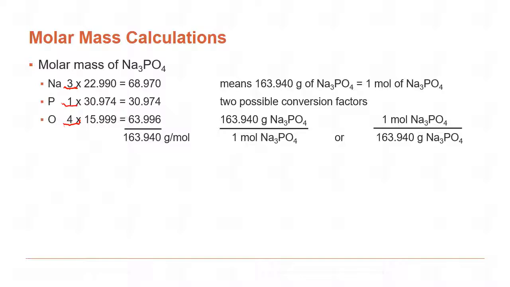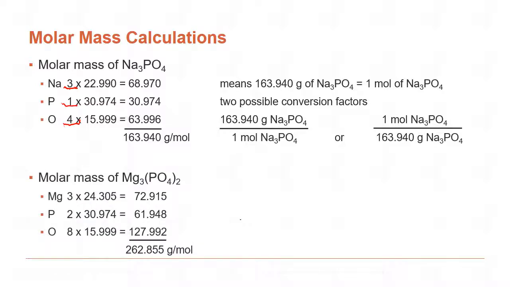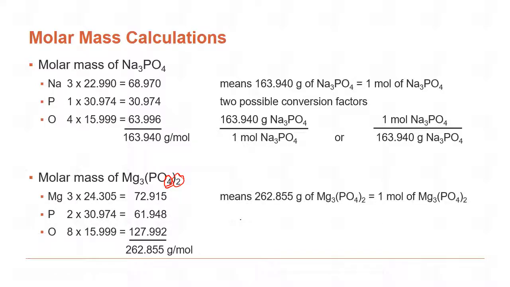We'll do the same thing developing the molar mass for magnesium phosphate. There's 3 atoms of magnesium. Now, since I have 2 phosphate groups, there's 2 atoms of phosphorus. And since I have 4 atoms of oxygen in each phosphate group times 2, there will be 8 atoms of oxygen in this particular molecule. So once I do all of that, I find there's 262.855 grams is equal to 1 mole of magnesium phosphate.